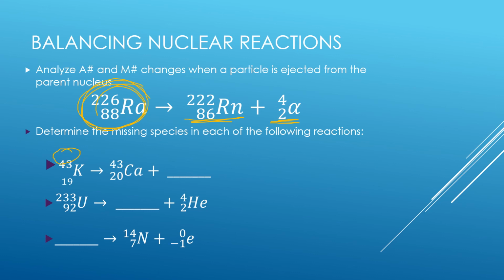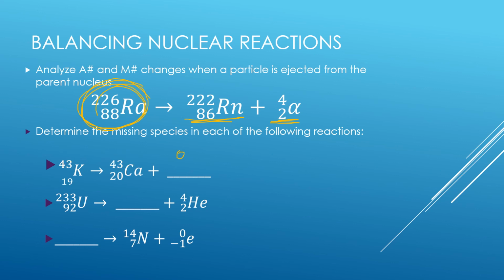And we're going to look at each one individually. Let's look at just the mass numbers first, and then we'll go back and do the atomic numbers. So I have a mass of 43 on the left and a mass of 43 on the right. So this missing species, whatever particle that this nucleus has emitted, must have a mass of 0 to make sure that they're equal on both sides.